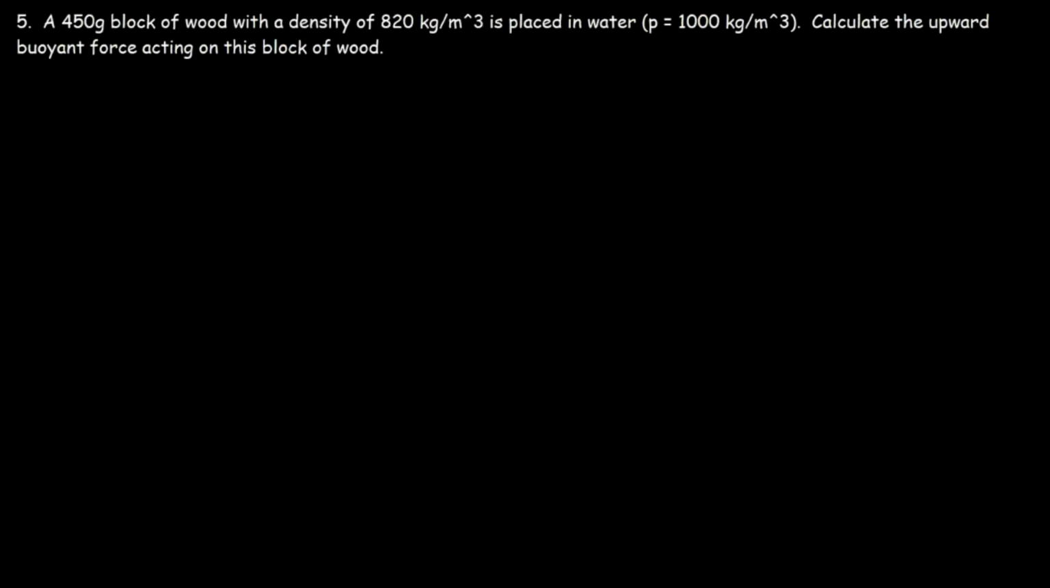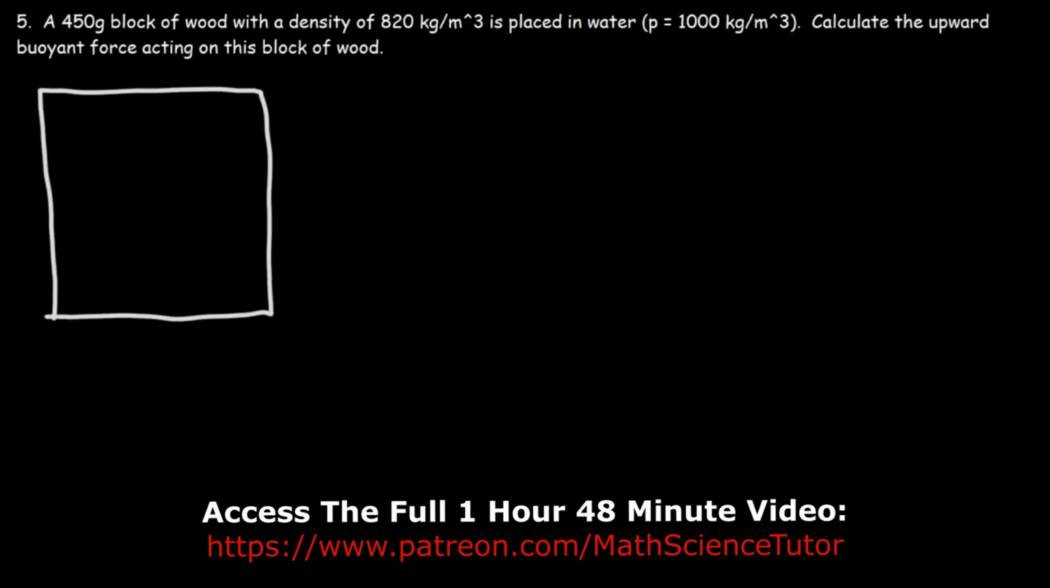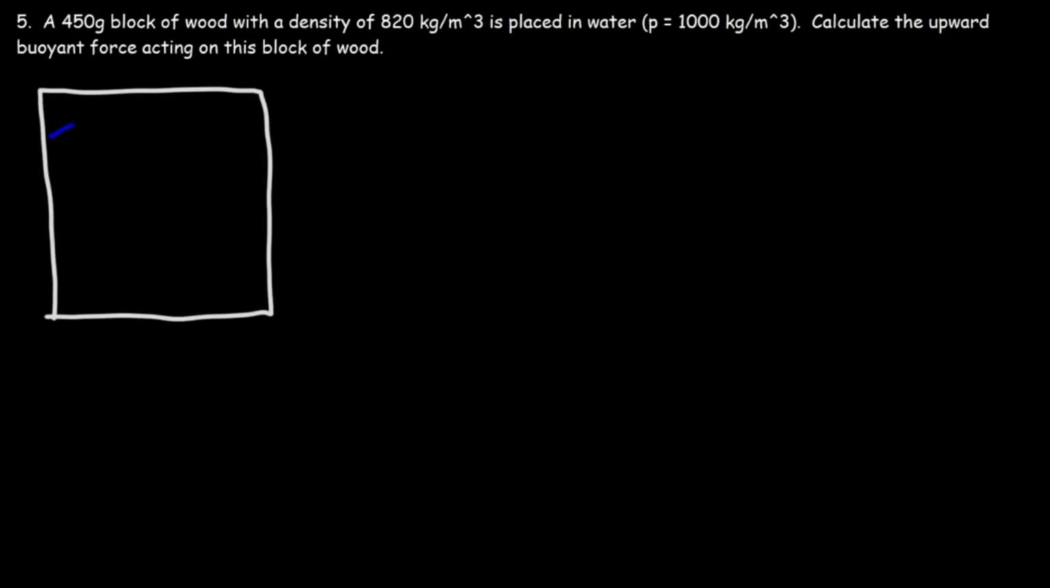Number 5. A 450-gram block of wood with a density of 820 kilograms per cubic meter is placed in water, and we have the density of water. Calculate the upward buoyant force acting on this block of wood. So let's draw a picture. So let's say we have some water, and there's like this block of wood in the water.